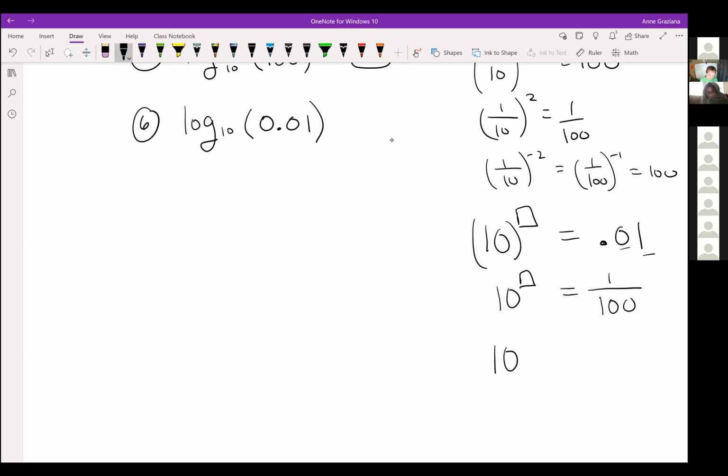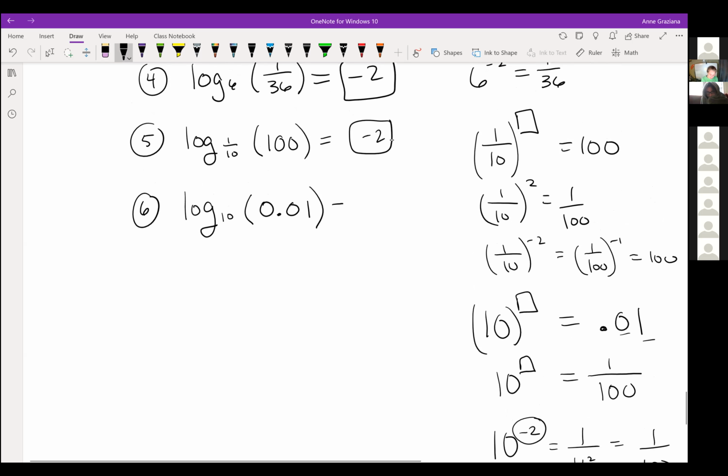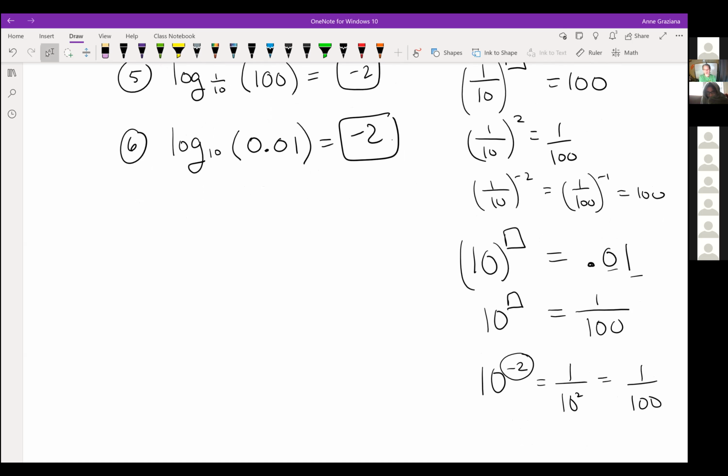It would be negative 2. Yeah, it's going to be 10 to the negative 2, because that's 1 over 10 squared, which is 1 over 100. So that's my exponent. So here's another one where the exponent is negative 2 and it still looks kind of different. Be really careful. You got to think these through sometimes. You can't just guess. You have to think, okay, what power can I put on 10 that will give me this?